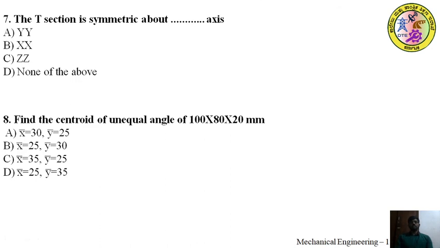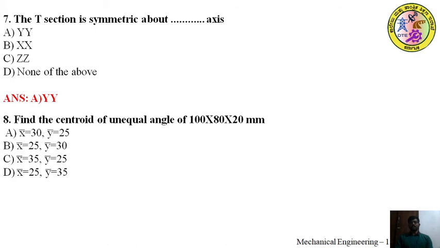Next question, the T section is symmetric about dash axis. Option A is YY axis, option B is axis YY XX, option C is axis ZZ, and option D is none of the above. The answer is option A, YY axis.